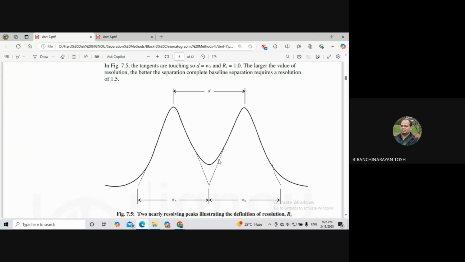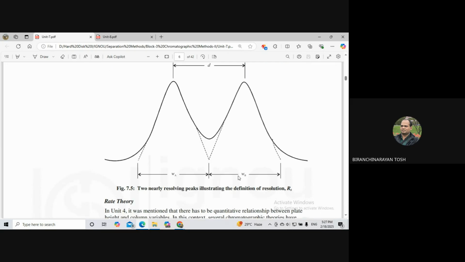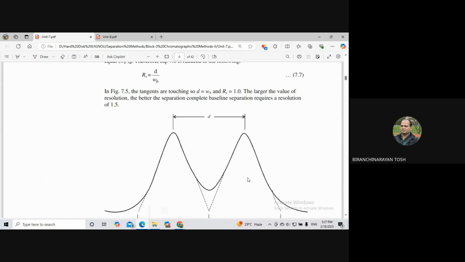So in this figure, the tangents are touching each other. In such a case, D will be equal to Wb, so Rs will be equal to 1. The larger the value of resolution, the better the separation. Complete baseline separation requires a resolution of 1.5. So if resolution is 1.5, then there will be complete baseline separation.